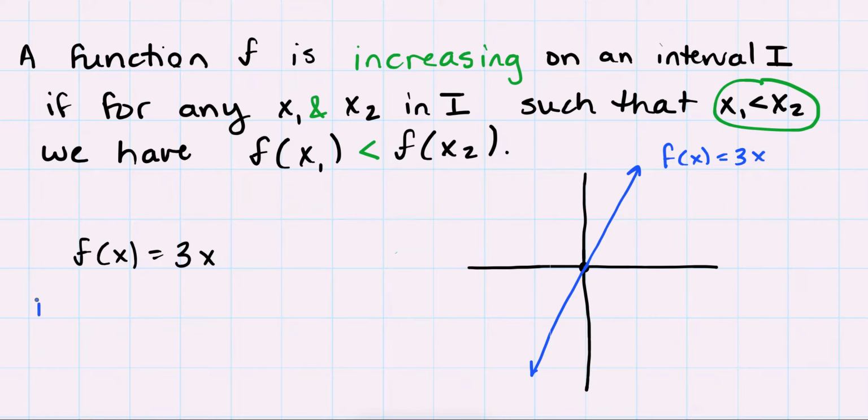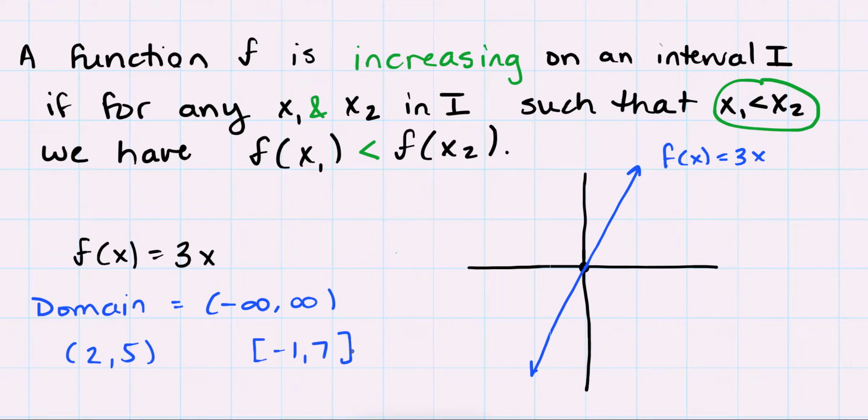Its domain is negative infinity to infinity. So choose any interval you like between negative infinity to infinity. In fact, you could just use that interval, negative infinity to infinity, but you could also use something like 2 to 5 or negative 1 to 7, any interval. And you want to choose two numbers in that interval.